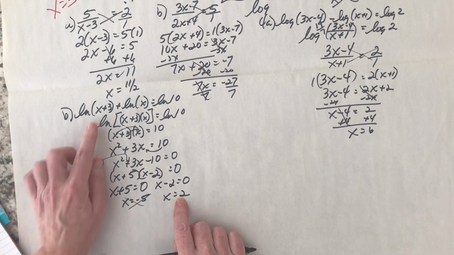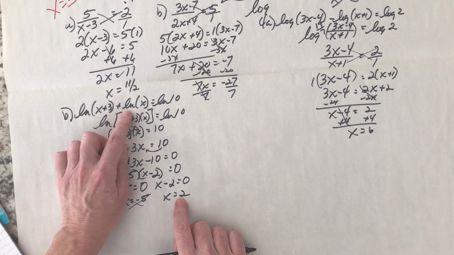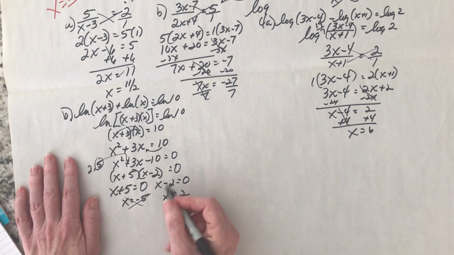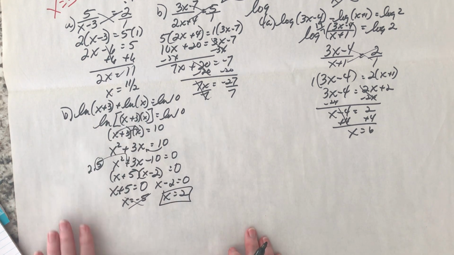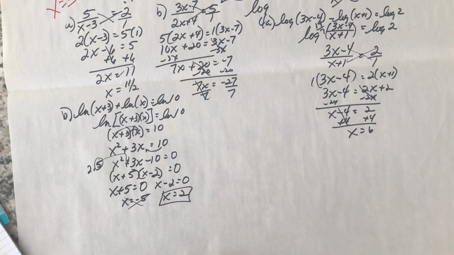If you put a 2 in there, 2 plus 3 is 5, that's cool. Natural log of 2, that's cool. So this is a good answer for our problem. We only had one answer. Thought we were going to have 2, we ended up with just 1.